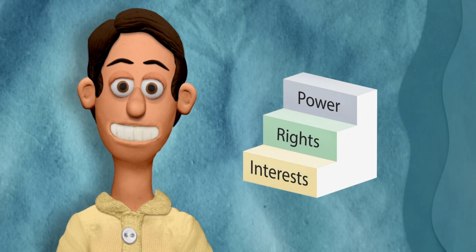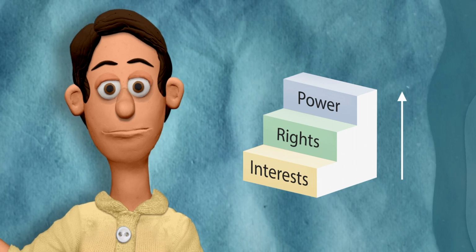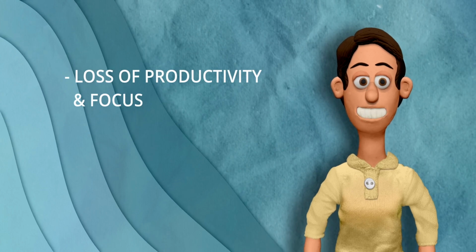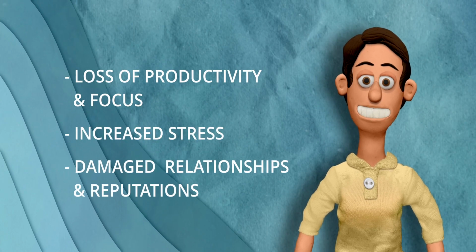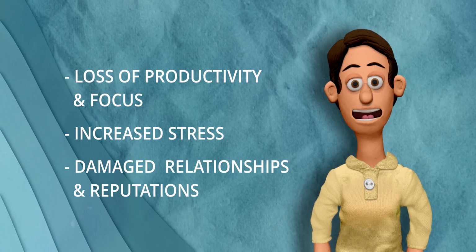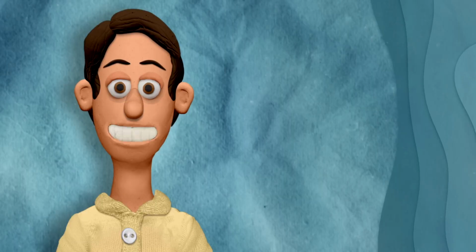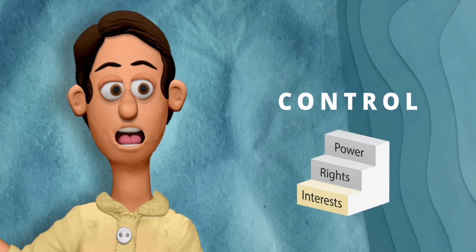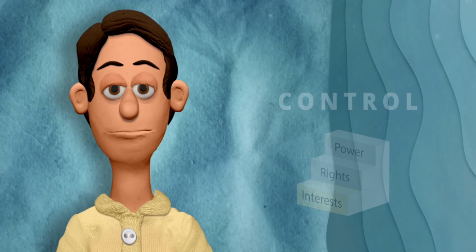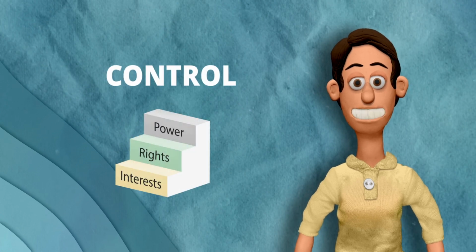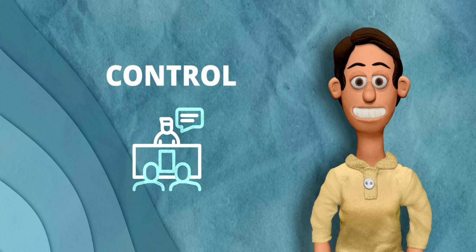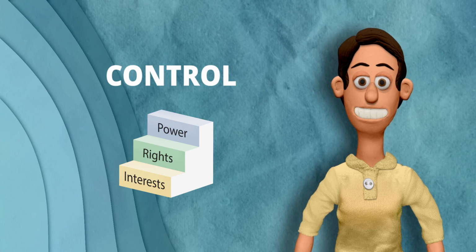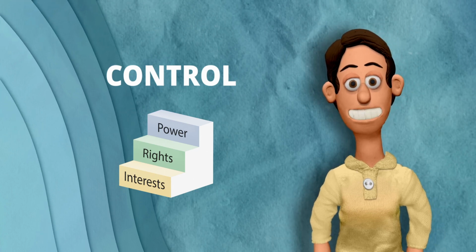When parties move up the stairway, 2 things happen. First, the costs of conflict go up. That means that loss of productivity and focus, increased stress, and damaged relationships and reputations get more noticeable the higher up we go. Second, the control goes down. Only at the lowest level can the parties control the nature and direction of the negotiations. As soon as the rights-based processes are reached, control is turned over to a third party, and in the power-based processes, the only control one has is how much power to use in their attempt to win.